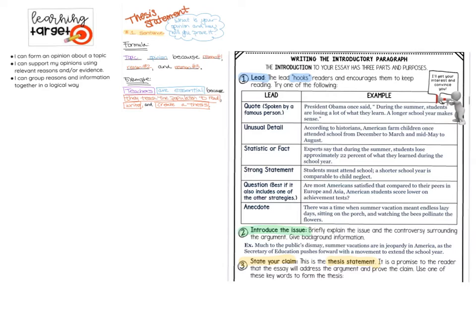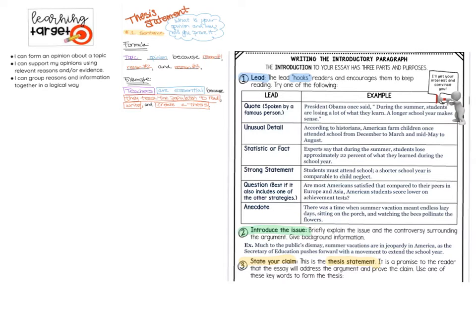A question, which I'm going to guess most of you use, or a lot of you have used some sort of question. Now, this would not be, "Have you ever wondered why?" Those are the kind of questions maybe for the younger grades. But if you're going to use a question, I would like you to think a little bit more advanced. And then the last one we're going to talk about is an anecdote.